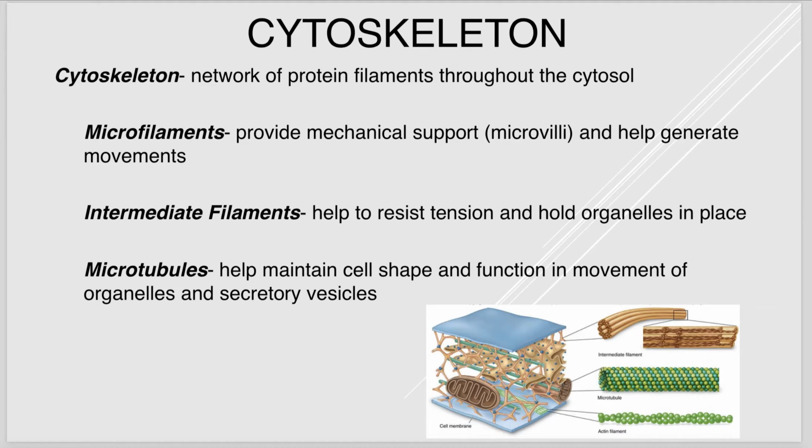Intermediate filaments, the big thing that you should take away here is that they resist tension within the cell. Really important, they resist tension. They also hold organelles in place, but really all of these do that. And then microtubules, these are the largest. These are important for cell shape, and they also are like the monorail system of the cell. They're going to move vesicles and organelles throughout the cell.